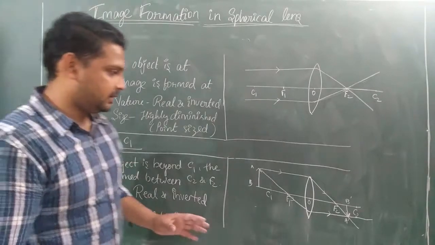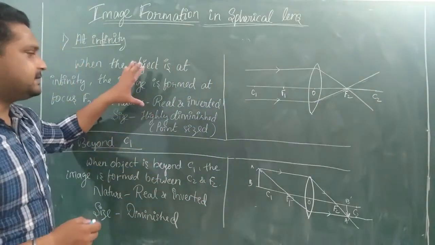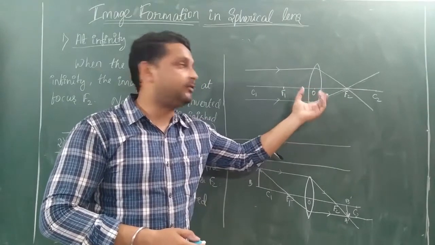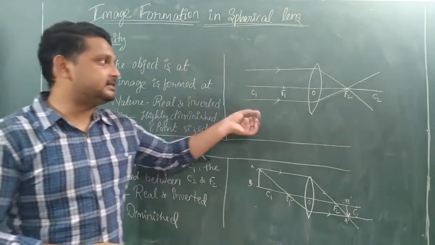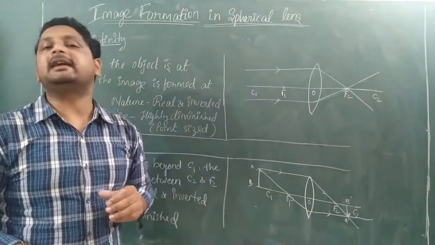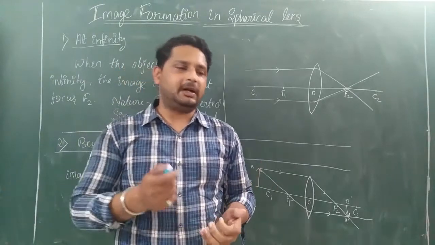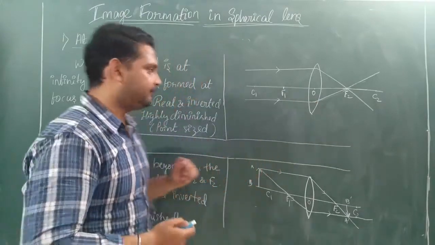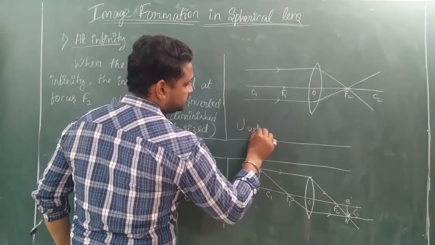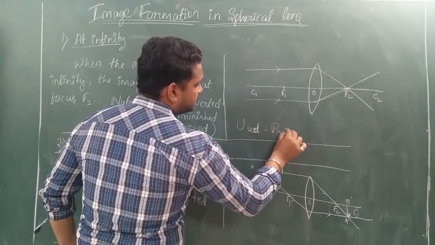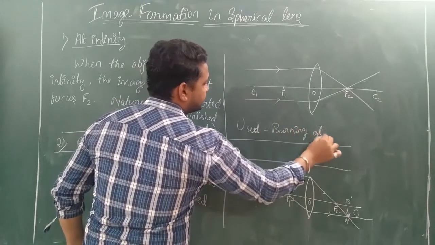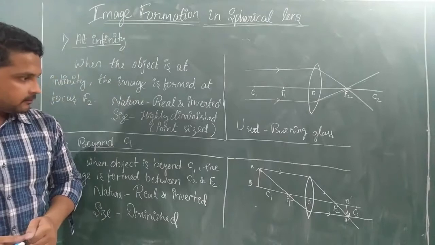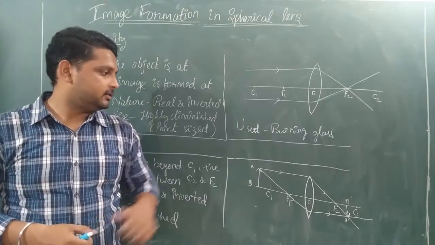Understood? Now, if you see this case, when the image is formed at the focus, a highly diminished point size image is formed at the focus. This principle of convex lens is used in the burning glass lens. You might have played when you were quite small, you might have burnt paper using a magnifying lens, right? That burning happens due to this principle. Burning glass lens. Good. Now note it down.